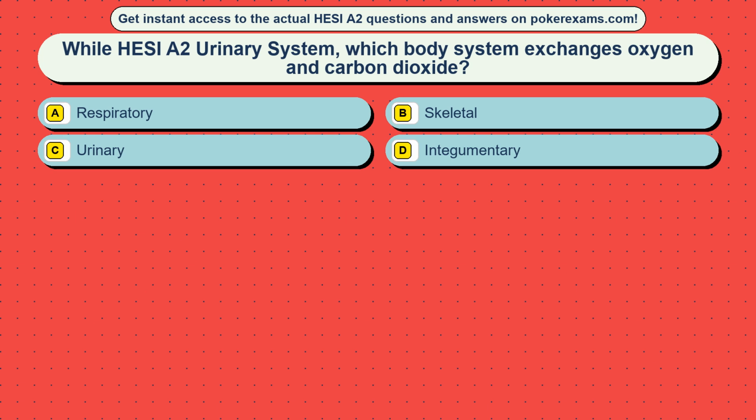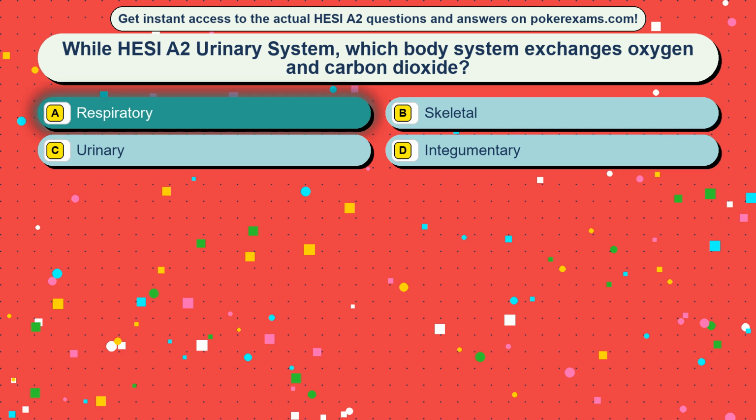Question 17. While HESI A2 urinary system, which body system exchanges oxygen and carbon dioxide? Option A, respiratory. Option B, skeletal. Option C, urinary. Option D, integumentary. The correct answer is option A, respiratory.